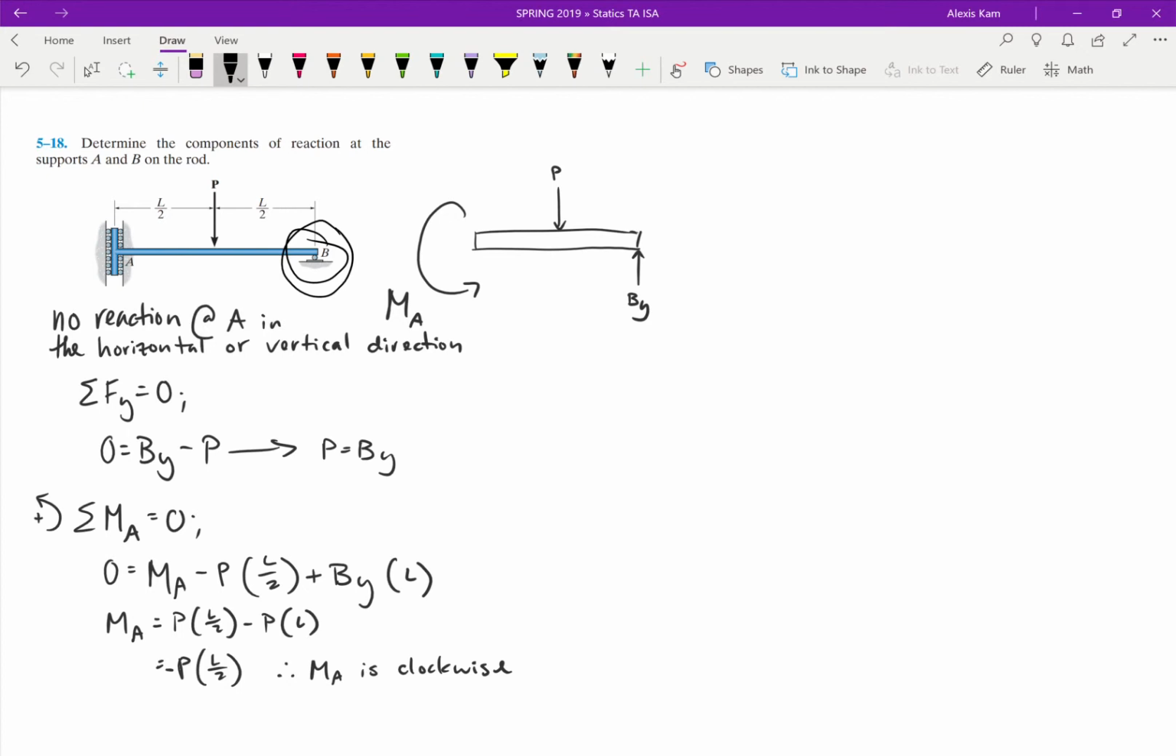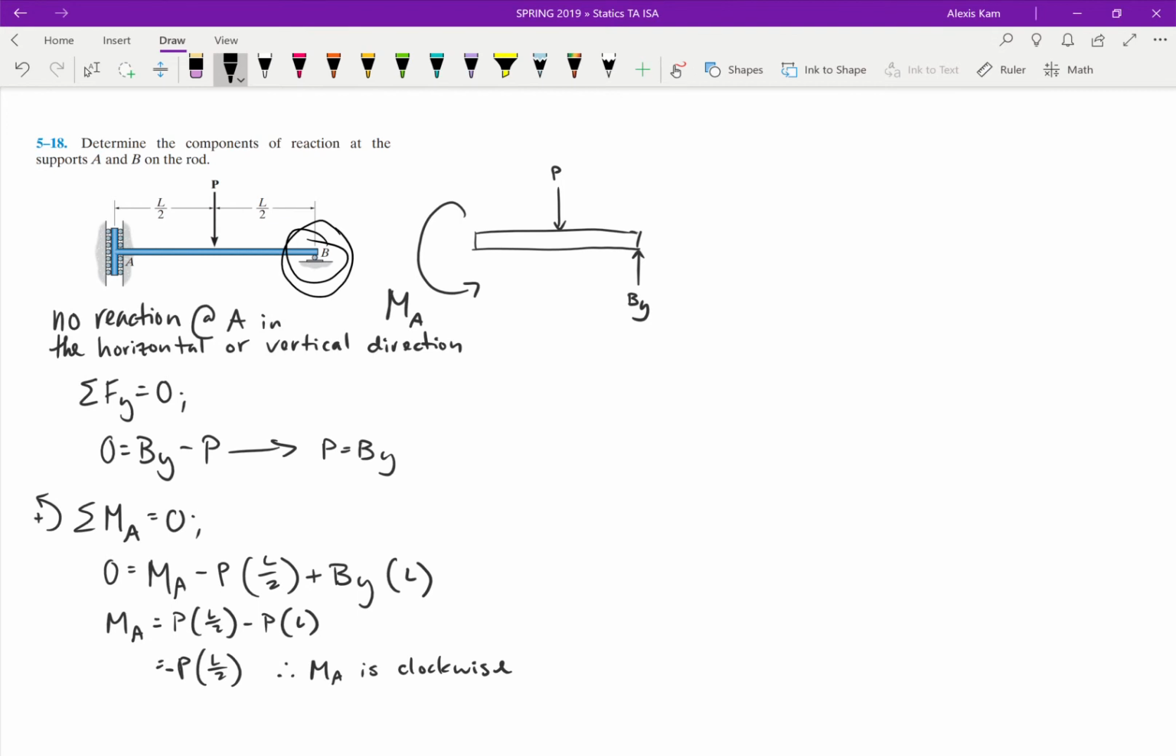Then if we take the sum of the moments at point A, we can find that 0 equals the moment at A minus the force P times its distance between itself and point A, which is L over 2, plus By times the whole length of the rod, L. Then, once we simplify this equation, all we get is that the moment at A is equal to negative P times L over 2.